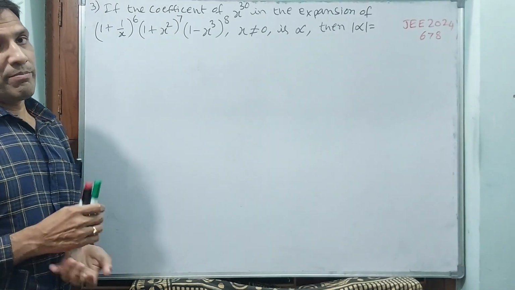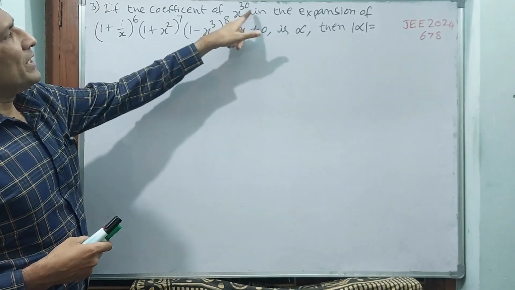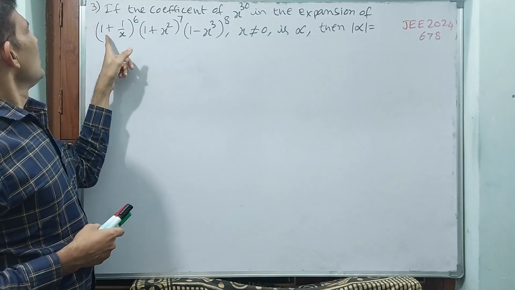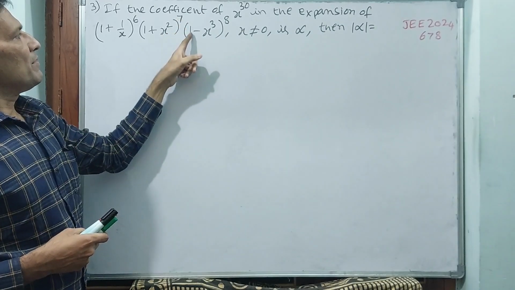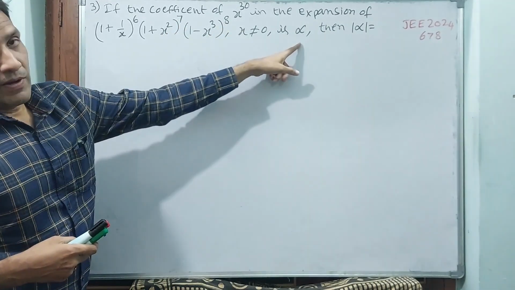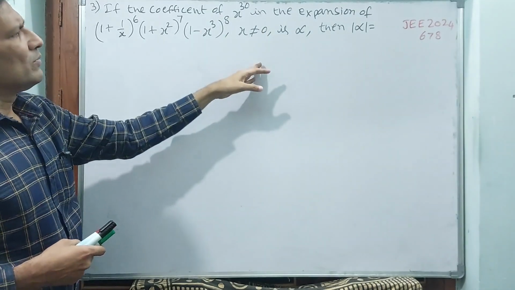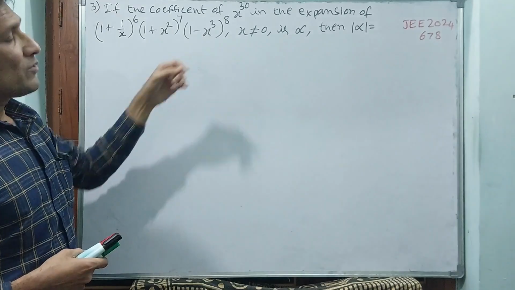Okay, see question number 3. If the coefficient of x to the power of 30 in the expansion of (1 + 1/x)^6 (1 + x^2)^7 (1 - x^3)^8 is alpha, x is not equal to 0, then the modulus of alpha is how much, they are asking. See, you have to find the coefficient.